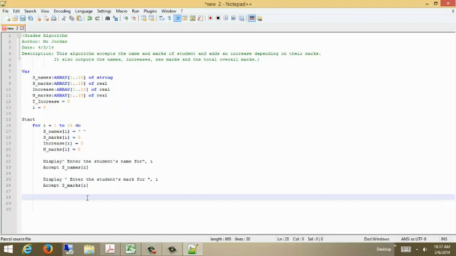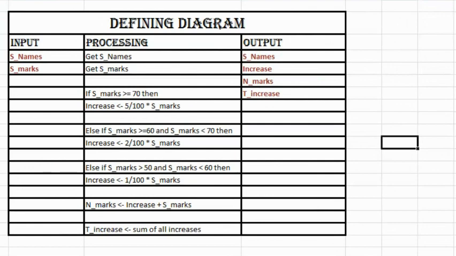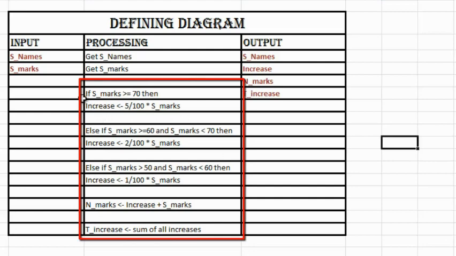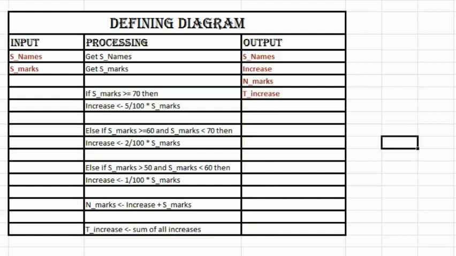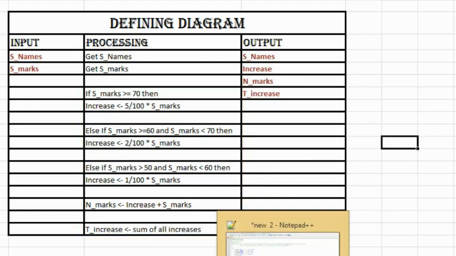What's the next step? Let us go to our algorithm, our IPO chart, and check. So we got our names and we got our marks. Now we have to look at the processing part, and the processing part is as it is here. We can process just like that. So let us process. If you want, you can even copy and paste that process.